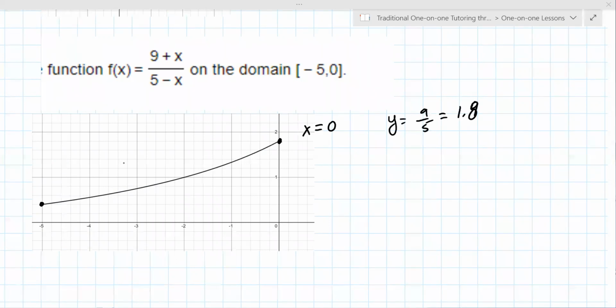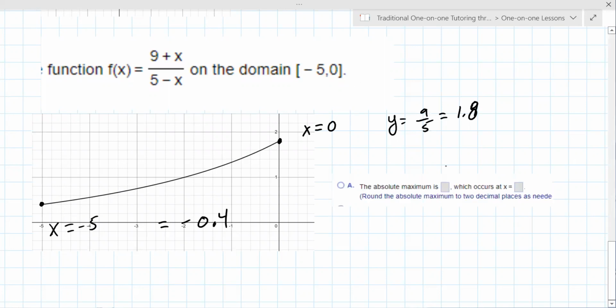And then for your min, it's when x equals -5. And you could substitute that in, but on the curve there, it's y equals -0.4. So let me snip in the answer space here. So the absolute maximum is 1.8 when x is 0. And the min here.